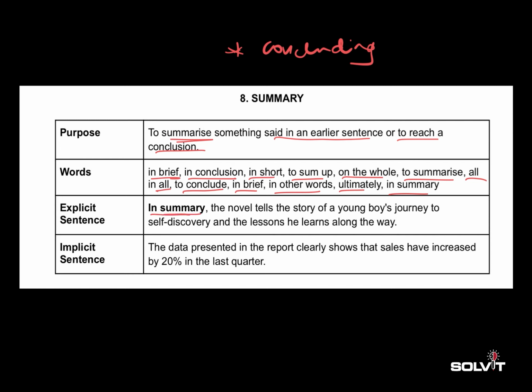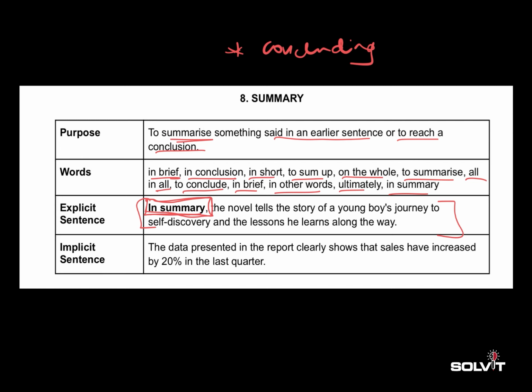In summary, the novel tells the story of a young boy's journey to self-discovery and the lessons he learns along the way. Okay, so even though there is no sentence before this sentence, this is the only sentence we have. There's no sentence before or after this. We know that this sentence is basically summarizing what happened in a novel, right? And it's doing that in one sentence. And how do we know that? Because it's said in summary. Okay, so it's very simple. Let's look at the implicit sentence.